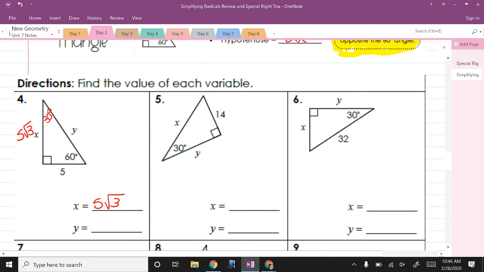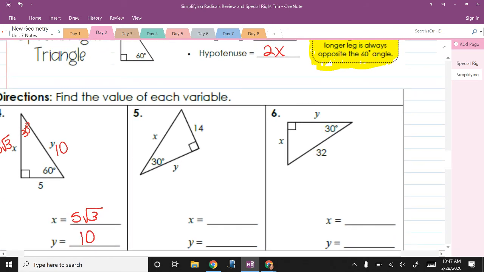And to get the hypotenuse, you do 2 times X, or 2 times the short leg, right? So what's 2 times 5? 10. Okay, so to me, these are always the easiest if they give you the short leg. So if they give you the short leg, you multiply the short leg by radical 3 to get the long leg. And if you need the hypotenuse, you double the short leg. All right.